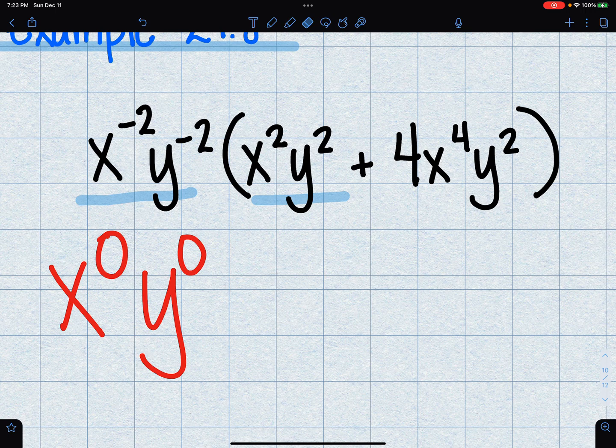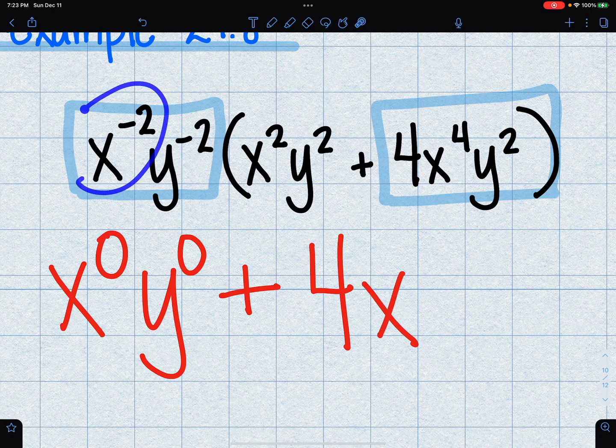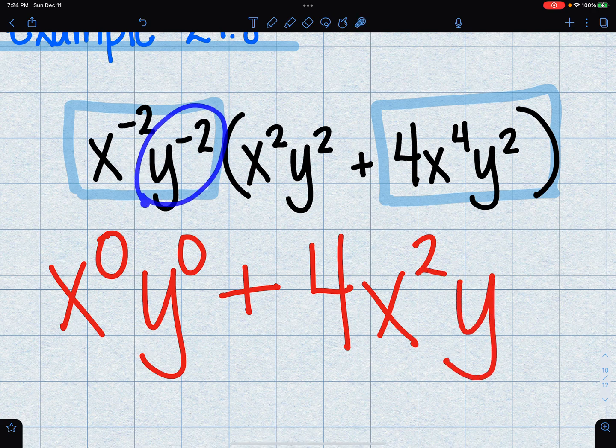All right, so I did that first term of the distributive property. Now I'm going to multiply this guy times this guy. And I'm going to bring that plus sign down. I like to put the coefficient first. And then let's multiply the x's. So over here, I've got negative 2 x's and I've got positive 4 x's. So that's going to be x squared down here. Now let's multiply those y's. I've got negative 2 y's here and I've got positive 2 y's here. Cool. I love it when that happens. It's just going to be y to the 0.